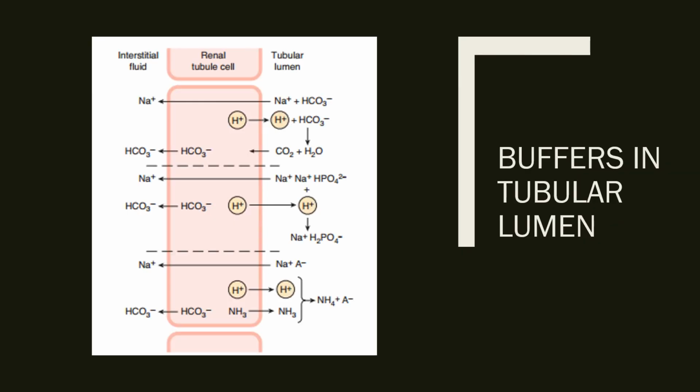So what happens to this hydrogen that exits your tubular cells? It combines with, of course, bicarbonate. It also combines with phosphate. It can also combine with ammonia or ammonium, to be very specific.